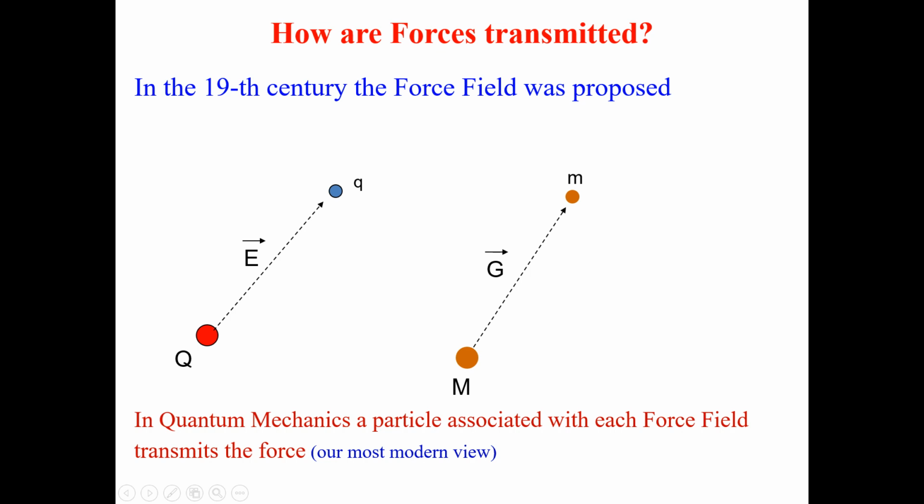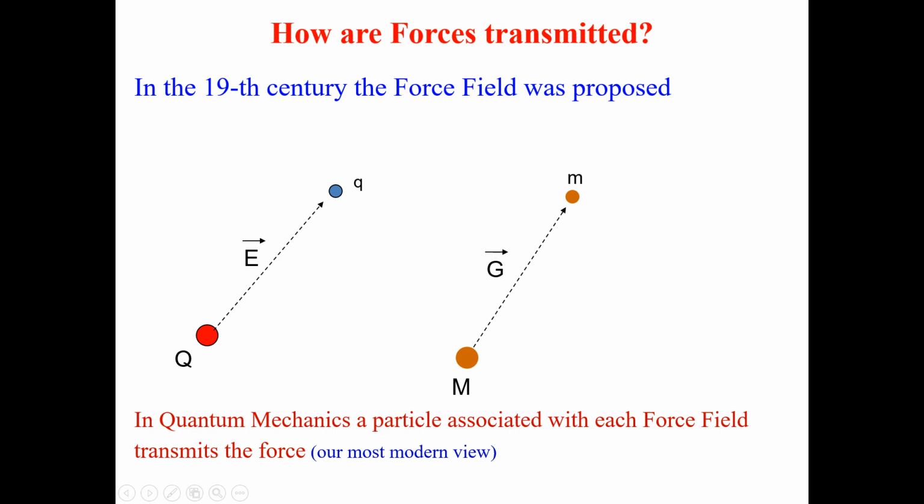What they proposed was this: if we have two charges, one charge represented by a big red ball and a small charge represented by a blue ball, and these two charges interact with each other, there should be a field between them. According to quantum mechanics, these particles, such as charged particles, will not directly interact with each other.